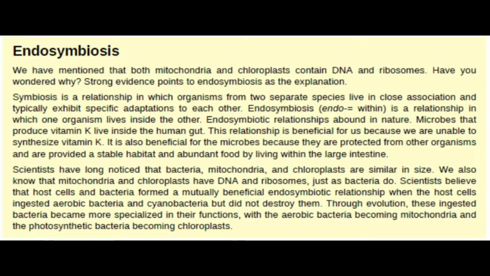Scientists have long noticed that bacteria, mitochondria, and chloroplasts are similar in size. We also know that mitochondria and chloroplasts have DNA and ribosomes just as bacteria do. Scientists believe that host cells and bacteria form a mutually beneficial endosymbiotic relationship when the host cells ingested aerobic bacteria and cyanobacteria but did not destroy them. Through evolution, these ingested bacteria became more specialized in their functions, with aerobic bacteria becoming mitochondria and the photosynthetic bacteria becoming chloroplasts.